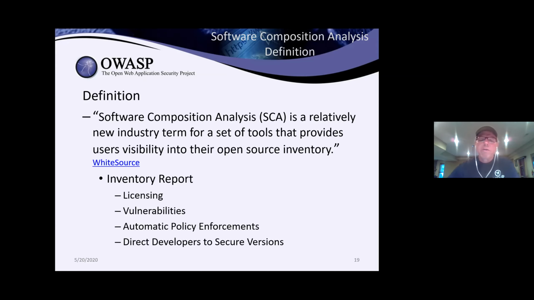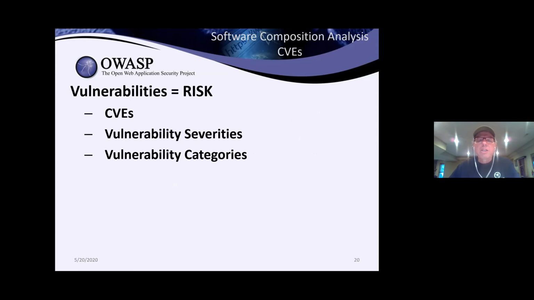Does the inventory report or the queries into these tools help get the developers pointed at the secure versions? Okay, log4j 1.2.17, it should be telling you to move up to a log4j 2.x, or Jackson databind. I should have brought that one up and shown it, but that's one of my favorites right now. So these tools are getting really interesting.